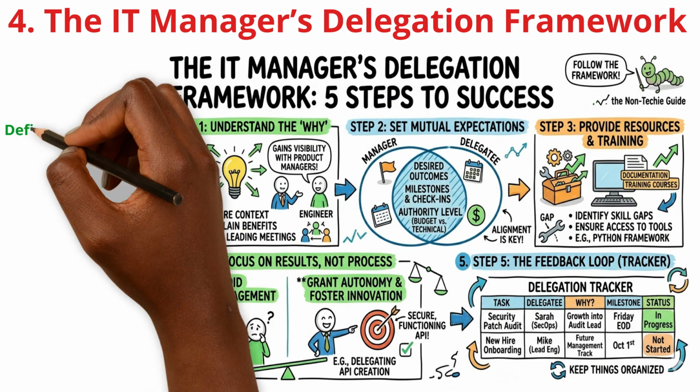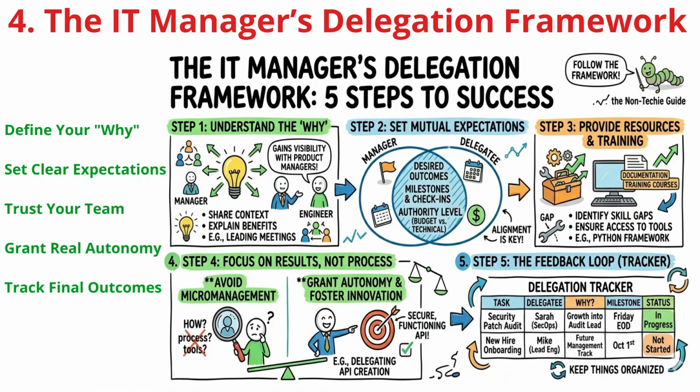And this 5-step framework shows you how to do it without losing control. First, always clarify the why, giving context and highlighting benefits like increased visibility for your team. Next, set mutual expectations, define success, align on authority, and agree on milestones.